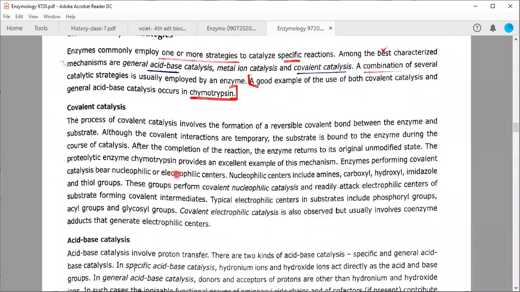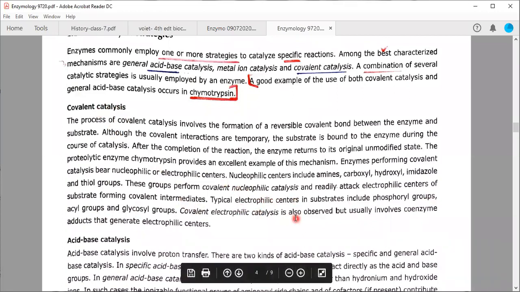covalent catalysis. Again, there are some groups, R groups of some amino acids, which have a positive charge. So electrophilic centers are mostly the phosphoryl groups, because phosphorus is positively charged; the electron density will be drawn away by the oxygen atoms. So phosphate will have a positive charge. Also acyl groups or some glycosyl groups. For example, in modified proteins, glycosyl groups may be present; this is a kind of post-translational modification in protein. So they are all working like electrophilic centers, and they will take part in electrophilic covalent catalysis.